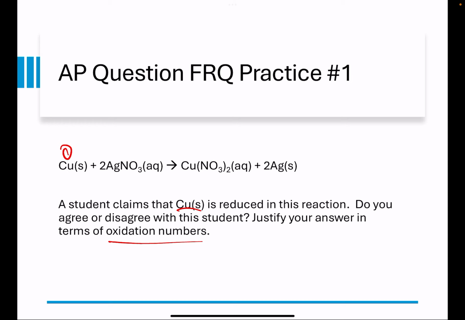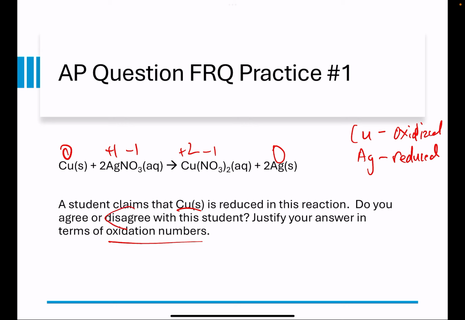So this is 0 at first, 0 first. Nitrate, we know that it's going to be -1. Silver is going to be +1. Copper, you have 2 nitrates at -1, so +2 in our case. So our copper goes from 0 to +2, so copper is going to be oxidized. Sorry if I misspell anything. Then our Ag is going to be reduced. It goes from +1 to 0, so its oxidation number is being reduced.